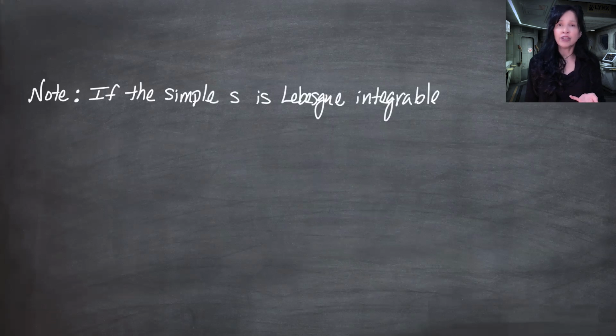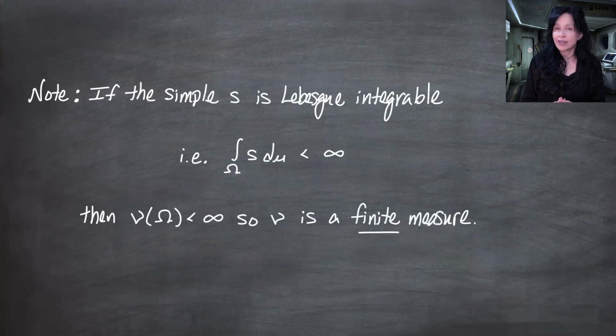So even though you're summing only a finite number of things, a Lebesgue integral could be infinite for a finite sum like that, in which case you can still talk about this measure nu, but it just means that nu of the full omega is going to be infinite. But in the case where the simple s is Lebesgue integrable and this is finite, then nu of the full omega is finite. And so we do have that nu is a so-called finite measure. We talked about that way back in lesson 3. The term finite measure just means that if you measure the whole space, you get something finite.